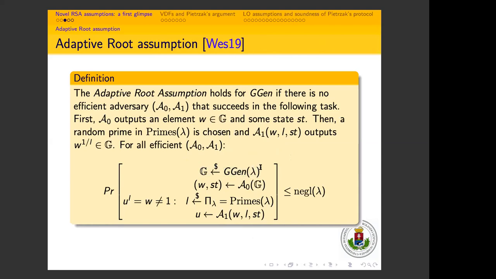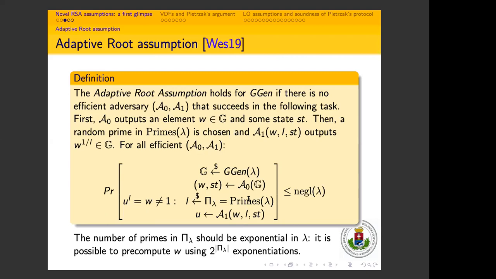So given a random group of unknown order, the adversary outputs W, which should not be equal to 1, and the challenger adaptively outputs a random prime L, and the adversary now should be able to compute the L-th root of this W. If the adversary manages to do so, then she wins the security game. The assumption says that this game is pretty hard. If you know the strong RSA assumption, then basically it's just an adaptive version of it. One quick observation is that the number of primes should be exponential in the security parameter, because if it's polynomial, then the adversary could just pre-compute stuff. Yeah, but this is the adaptive root assumption.